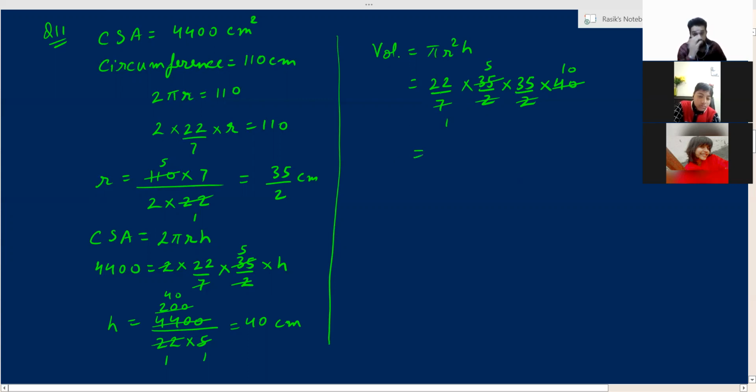Find the product. 22 into 5 is 110. 110 into 35. 35 into 1 is 35, 35 plus 3 is 38, so 38,500 centimeter cube. This is the volume of the cylinder. Any doubt?